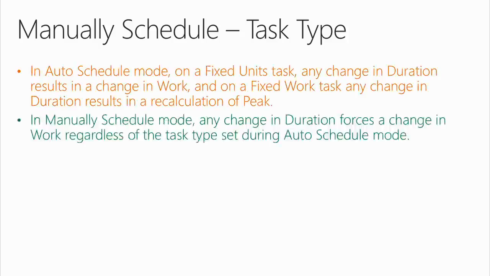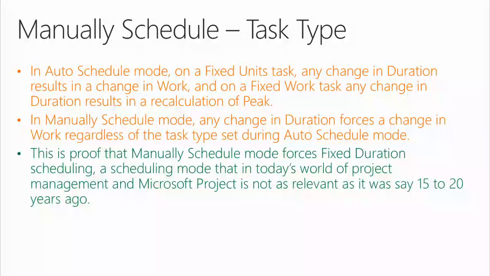In manually scheduled mode, any change in duration forces a change in work regardless of the task type set during auto-schedule mode. So if you're operating in manually scheduled mode, anything that forces a change in duration is going to change your work. Okay? This is proof that manually scheduled mode forces fixed duration scheduling, a scheduling mode that in today's world of project management and Microsoft Project is not as relevant as it was 15 to 20 years ago.